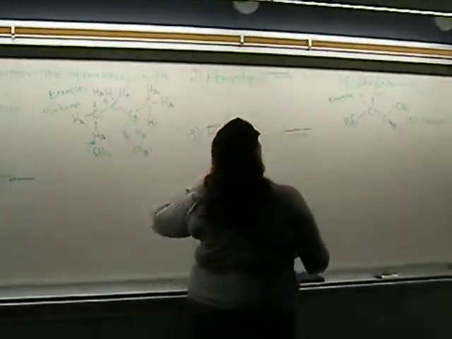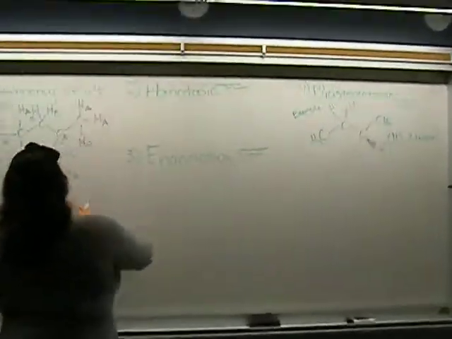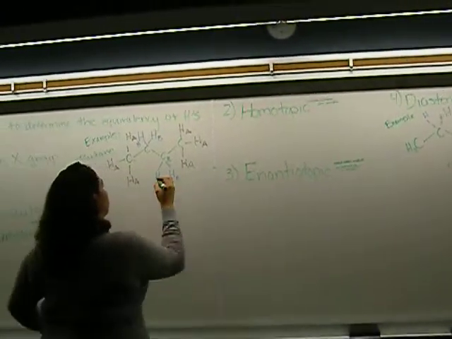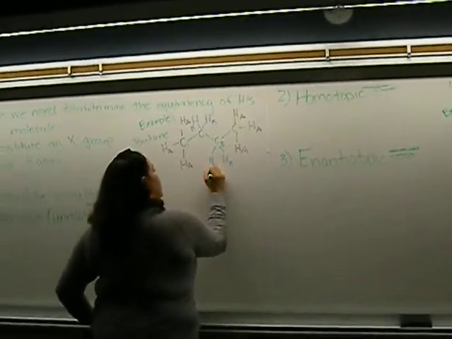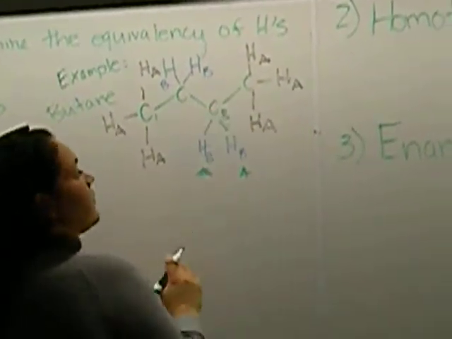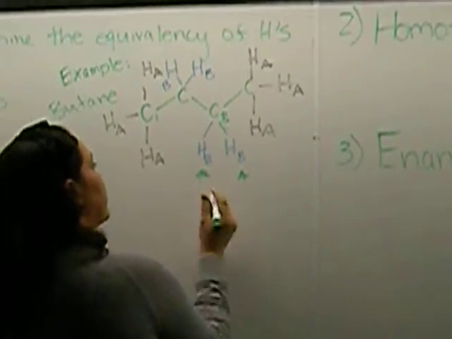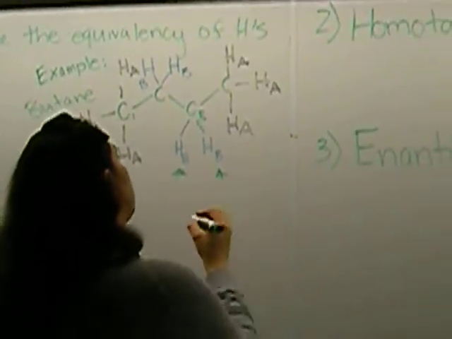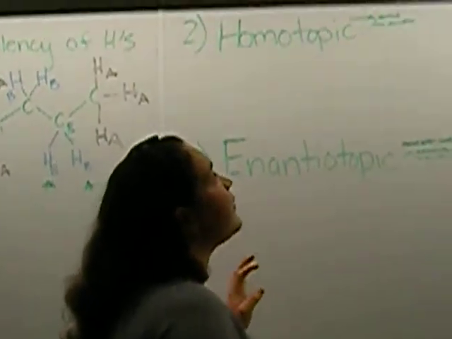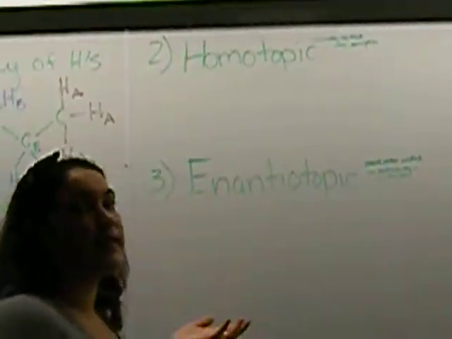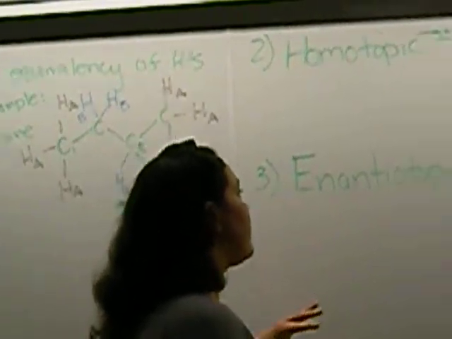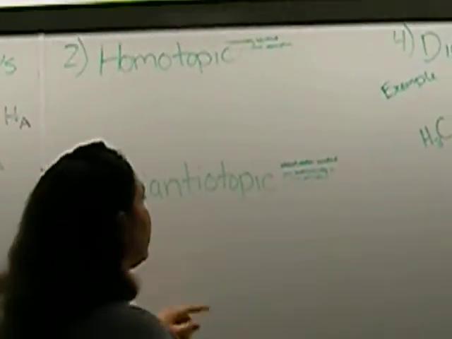The next one is homotopic. That would be if you were going to substitute either HB or HB on the C3 carbon. In this example, it would not matter which one gets the X because they're chemically identical and have the same absorption in the NMR spectrum.